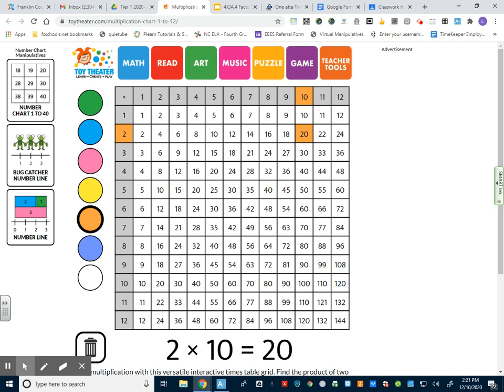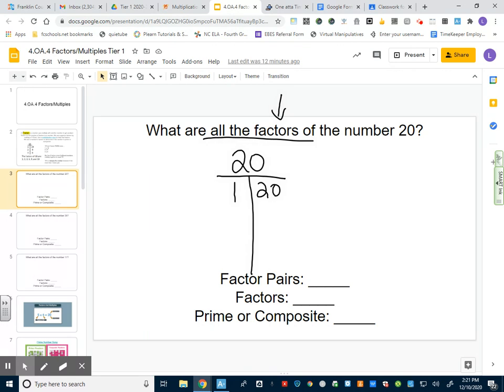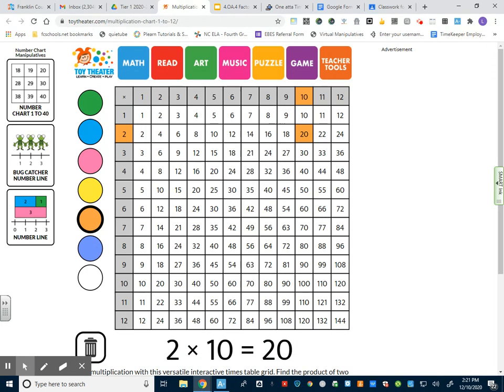Oh, 2 times 10 is 20. So that is my next factor pair, going in order. Then I'll look at my 3's tables. Well, if I look, there's nothing times 3 that equals 20. It goes 3, 6, 9, 12, 15, 18, 21. Since it skips over 20, nothing times 3 equals 20.